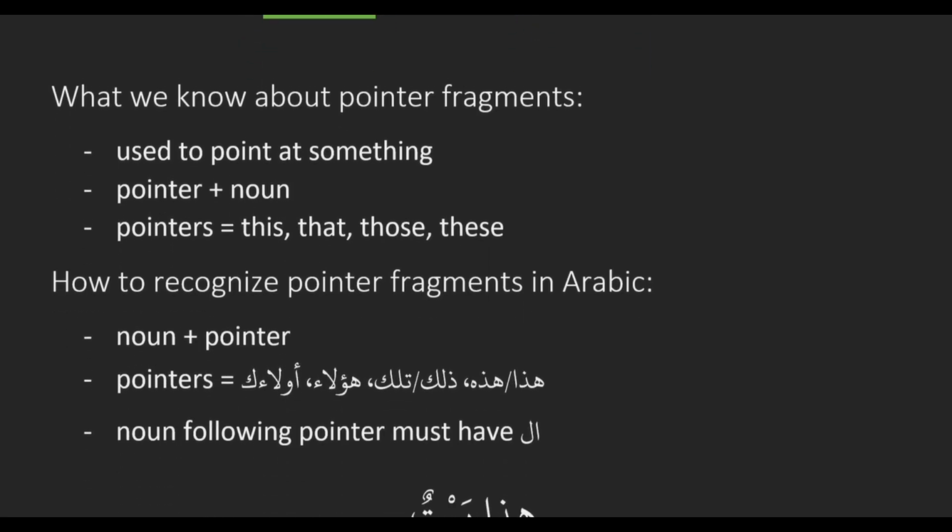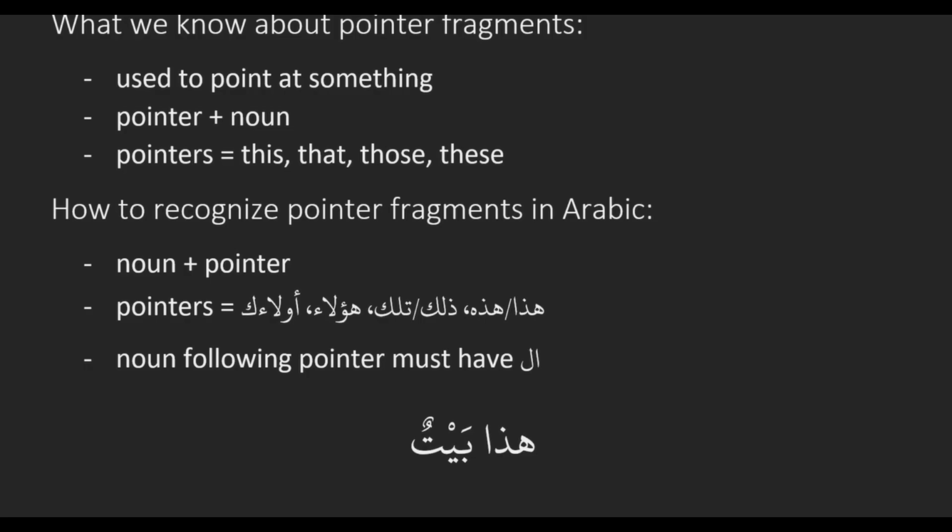So a pointer in Arabic is made up of a pointer word and a noun, and you just have to know your pointers. You have to have your pointers memorized. There's one extra little condition, and that is that the word following the pointer word, so the noun following the pointer, has to have an L on it. If it doesn't have an L, it's not considered a pointer fragment. Is that clear? I think so.